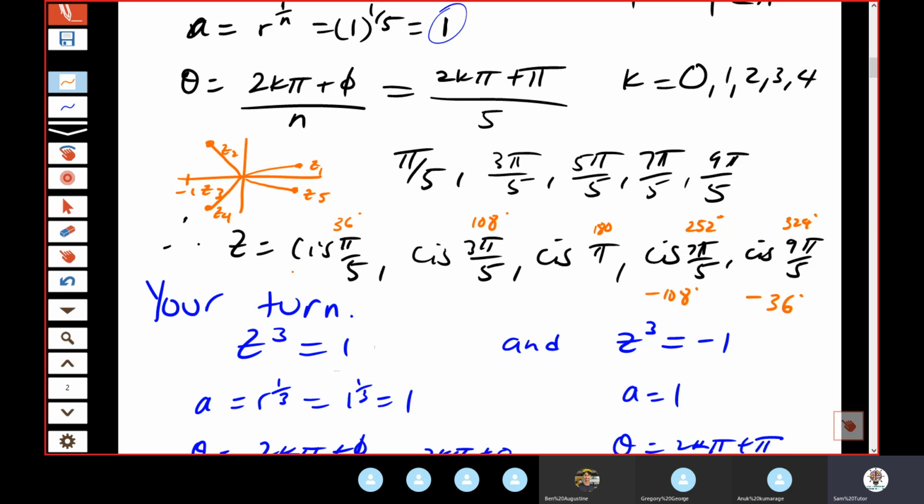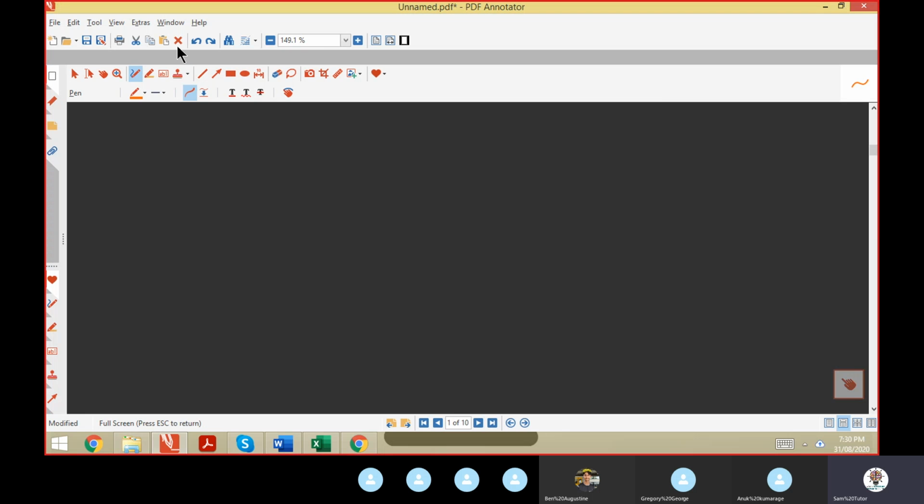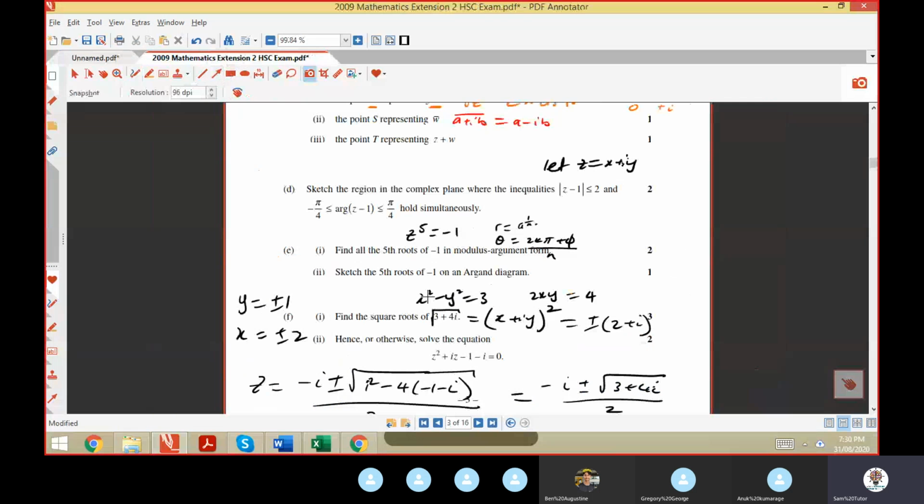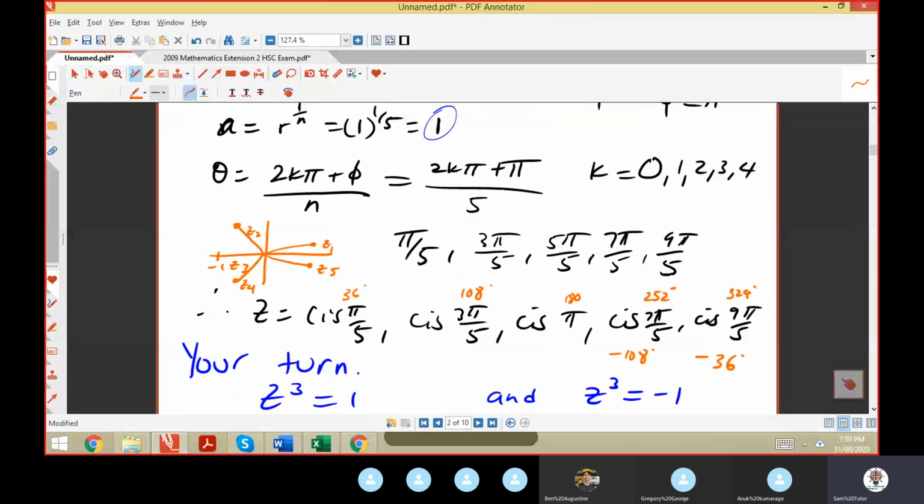Hold on. All right, like I said, that one's done. So sketch the fifth roots of negative 1 on Argand diagram. That would be the answer there. All right, very easy.